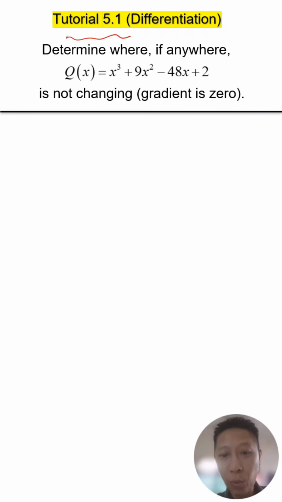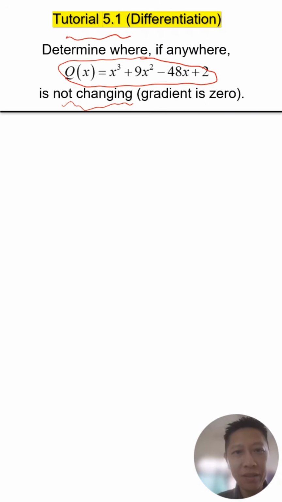Determine where, if anywhere, this function is not changing. If we draw it as a graph, we can see a certain curve. The definition of not changing is that the gradient is 0. So we have the given function q here.